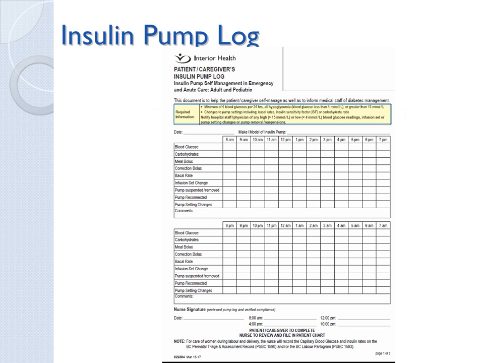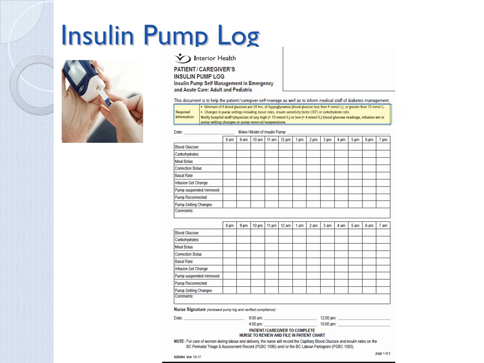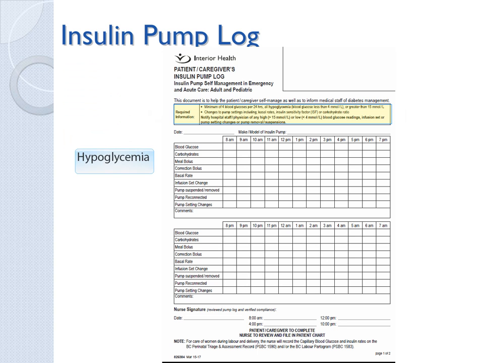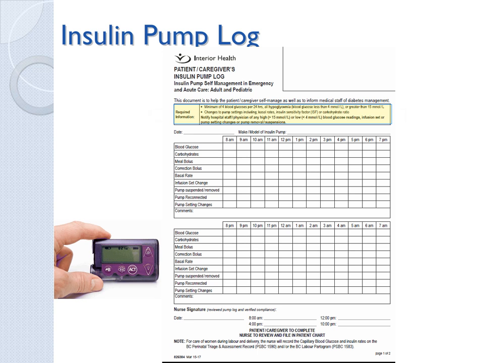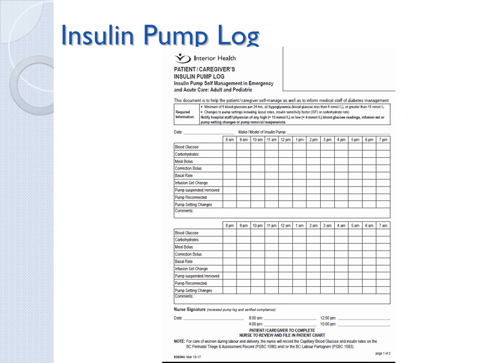The required information from the patient is a minimum of 4 blood sugars per 24 hours, to record all hypoglycemia or blood sugars greater than 15. As well, if they make any changes to the pump settings, including basal rates or sensitivity or carbohydrate ratio, these should be recorded on the log.